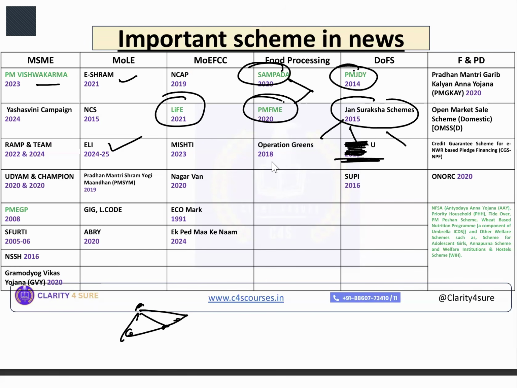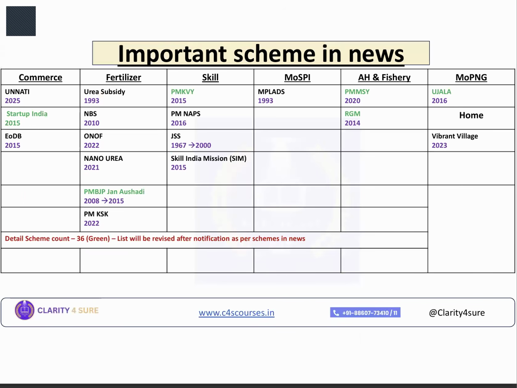Then we have the Pradhan Mantri Garib Kalyan Yojana for food and public distribution, ONORC, not that important, but National Food Security, that is very important because inside it we study so many things like Antyodaya Yojana, priority households, PM Poshan, and many things are there that we try to take the convergence of the other schemes to study under NFSA. So these are certain schemes. The green color, you have to take special attention for your examination.